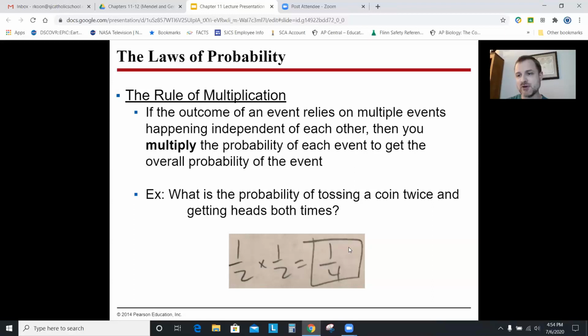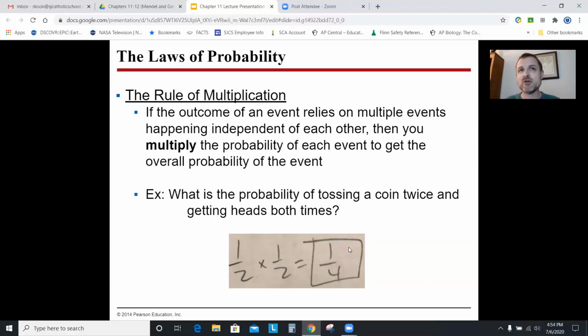Because boy and girl. What are the chances that they have a boy and then they have another boy, that they have two boys? Well, the first kid is a boy. The gender of the first kid doesn't affect the gender of the second kid. So the second kid being a boy is also a half. You multiply them and it's a fourth.